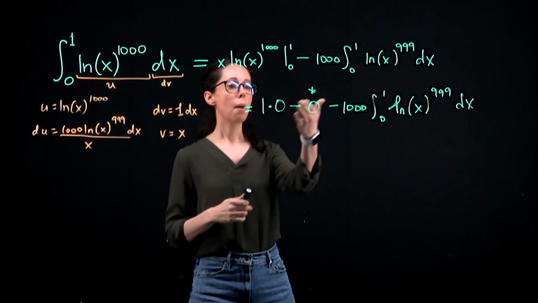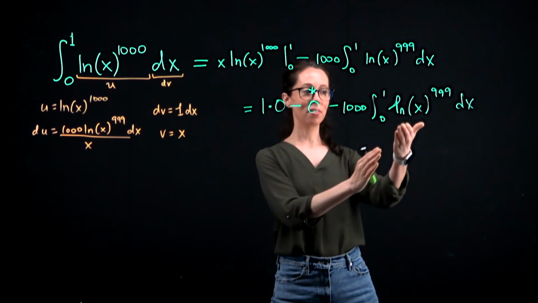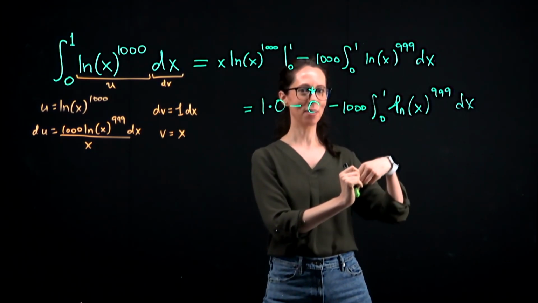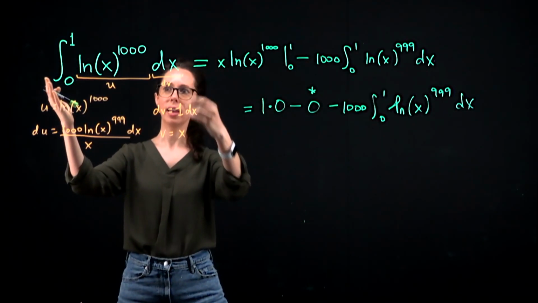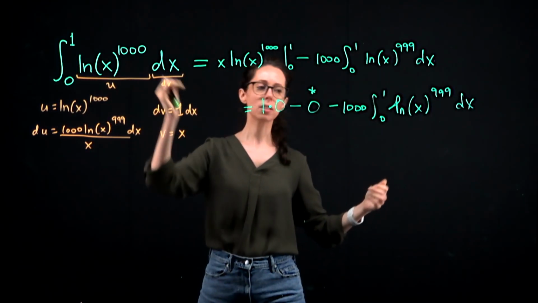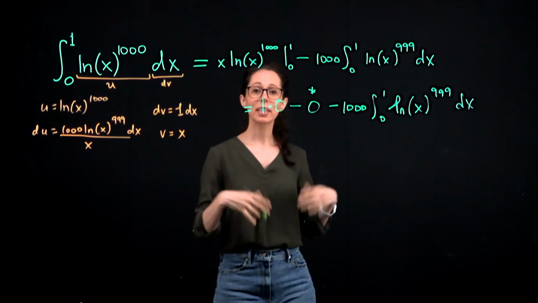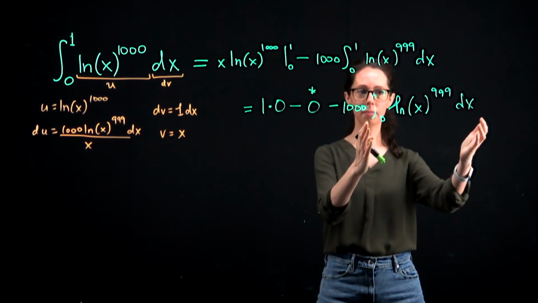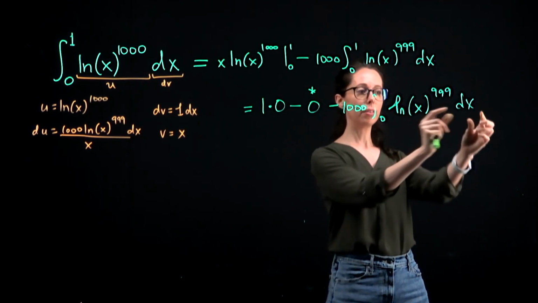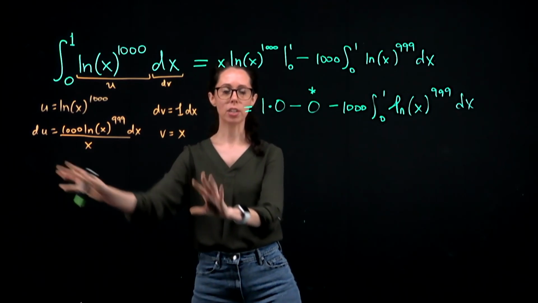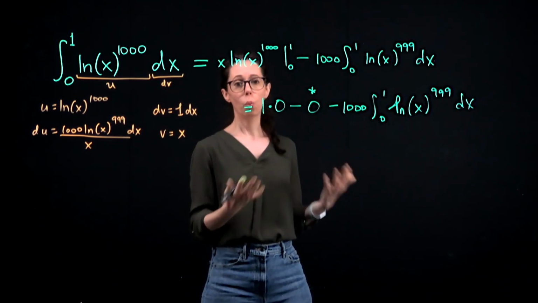Okay, we have 0 minus 0 minus 1,000 times the definite integral from 0 to 1 of natural log of x to the 999th power, which looks almost exactly like what we started with, except instead of raising natural log to the 1,000th power, I'm raising it to the 999. So what would this look like if we did another round of integration by parts here? We would let u be the natural log of x raised to the 999. dv would be dx. We'd end up with the same kind of computation here. It's just the power is different. Same kind of product analysis here. Where would we land?